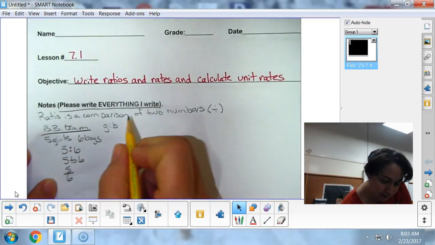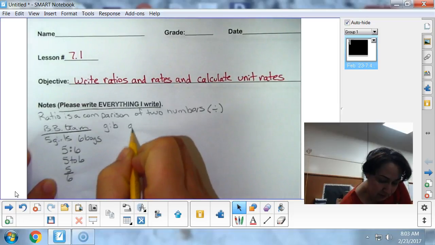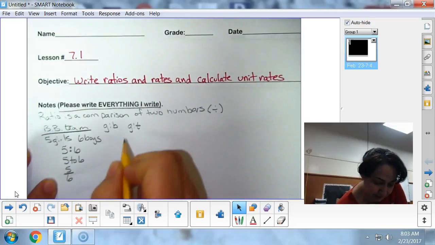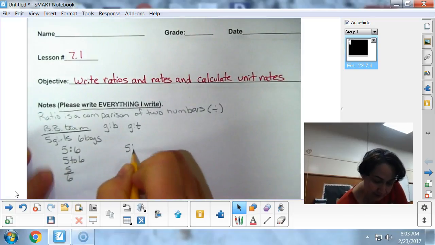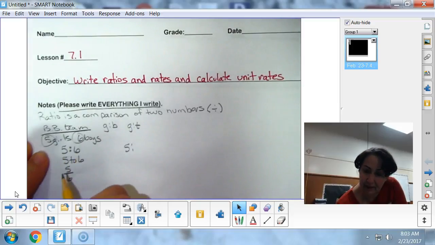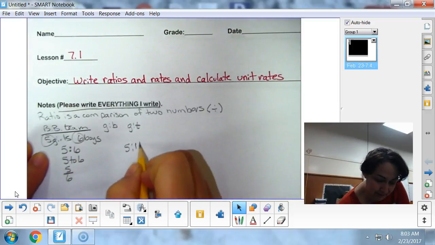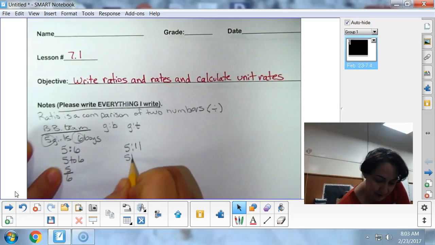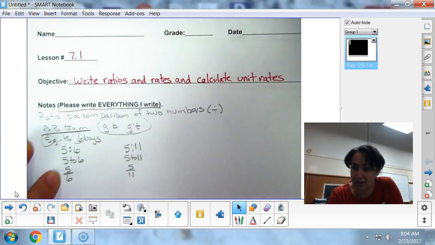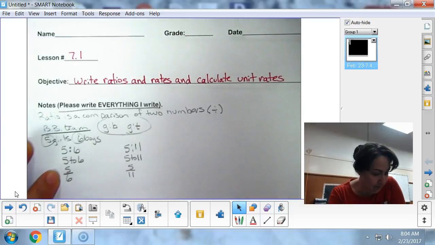If I wanted to do girls to total members on the team, that would look different. It would look like 5 to total on the team. I have 11 players total. So it'd be 5 to 11, 5 to 11, or 5 to 11. So be cautious of what they ask you for and make sure that you put it in that same order.